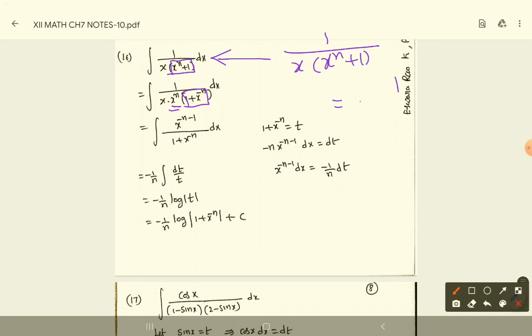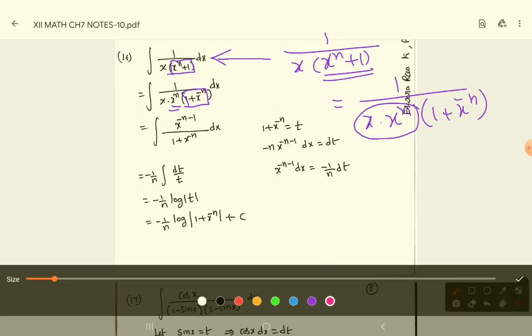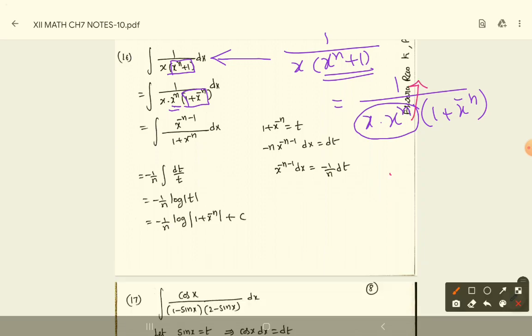What I did, I have taken 1 by x into x power n taken common from this. X power n, if I take, 1 plus x power minus n will come. So this 1 by x into x power n can be sent to the numerator. That one will be sent to the numerator like this. See, this one sent to the numerator as x power minus n minus 1 by 1 plus x power minus n. Now by taking denominator as t, our problem will get solved very easily.